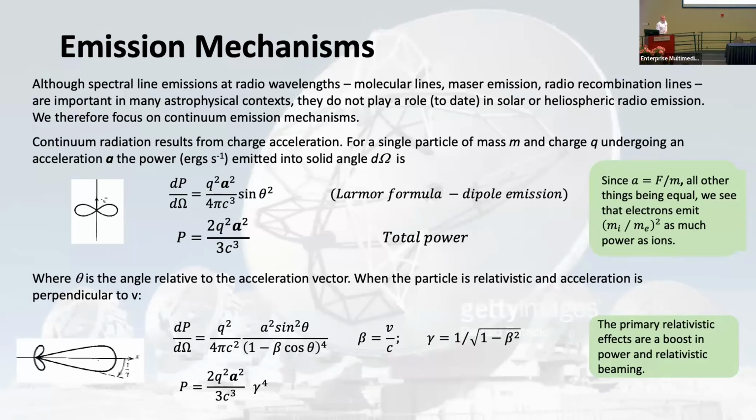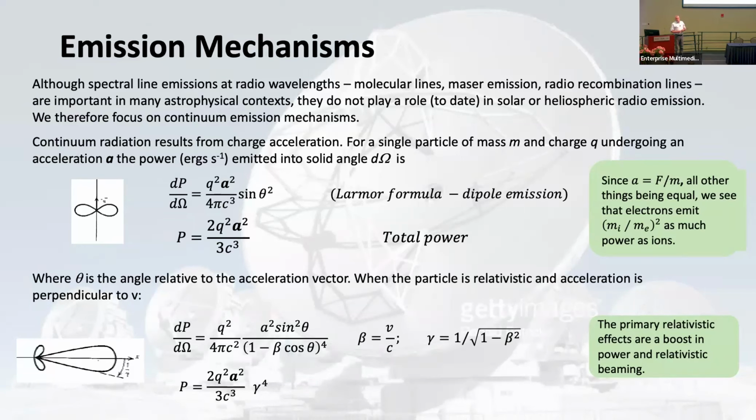Now I'm going to talk very briefly about emission mechanisms. For the purposes of the sun and heliosphere, we don't really see lines. We don't see atomic transitions. We don't see molecular transitions. Certainly, for astrophysical sources, we do see these things, particularly molecular transitions, or molecular masers you've probably heard of, OH masers, silicon oxide masers, and radio recombination lines, which is the same thing as H-alpha, which is 3 to 2.